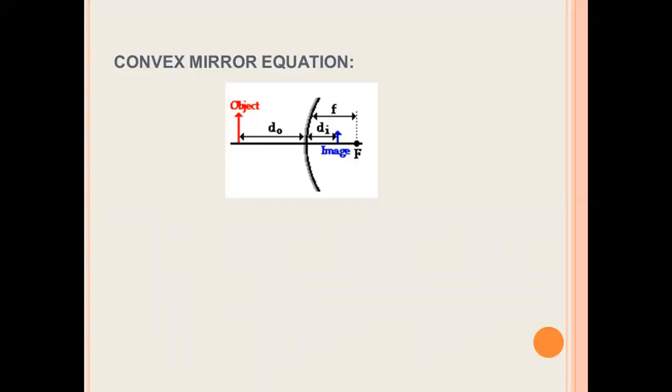In this video, we're going to learn about calculations regarding convex mirrors. Now, we are given this mirror equation as 1 over F is equal to 1 over DO plus 1 over DI. If we're going to declare the following variables, DO stands for the object distance.